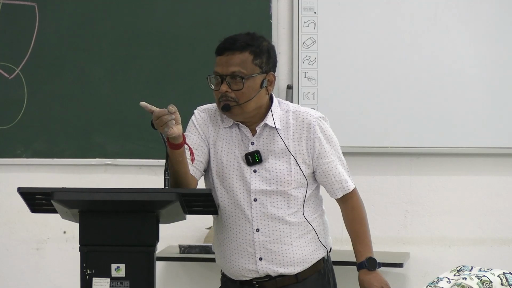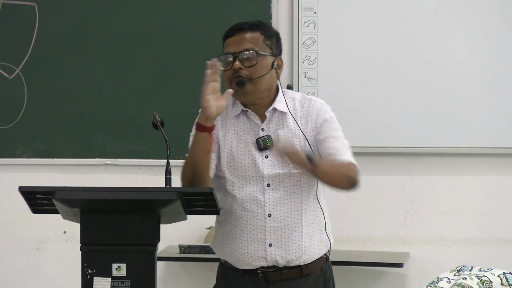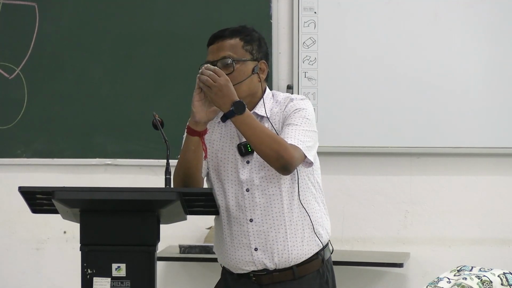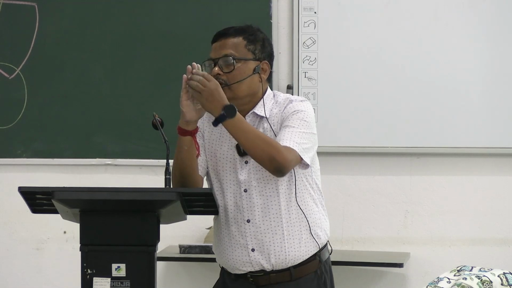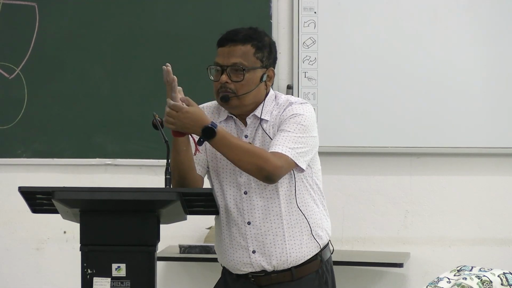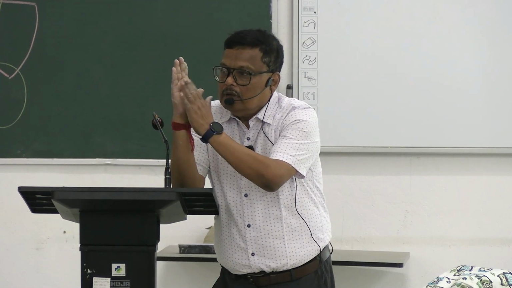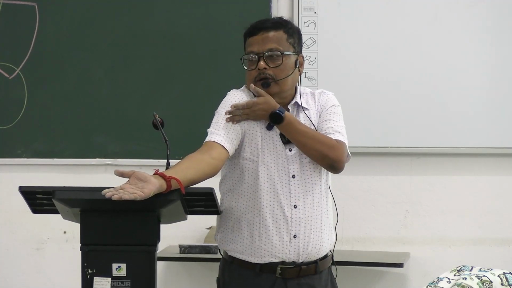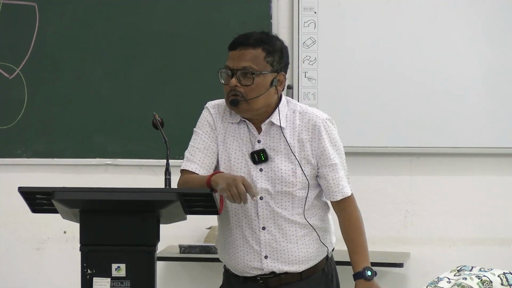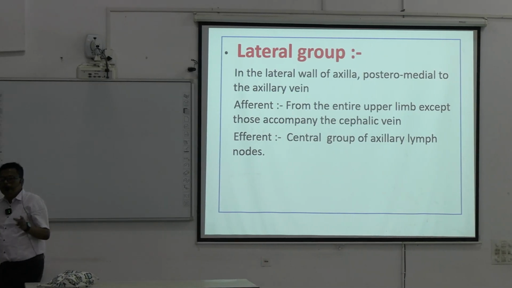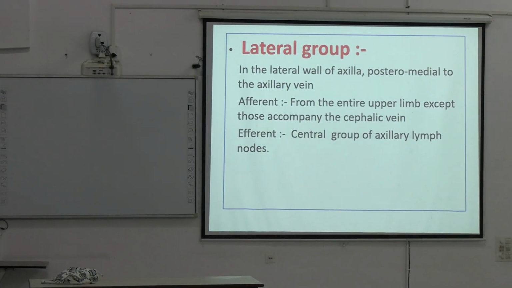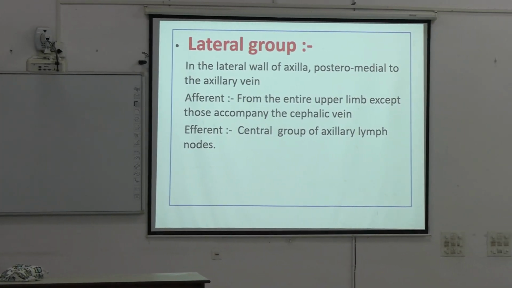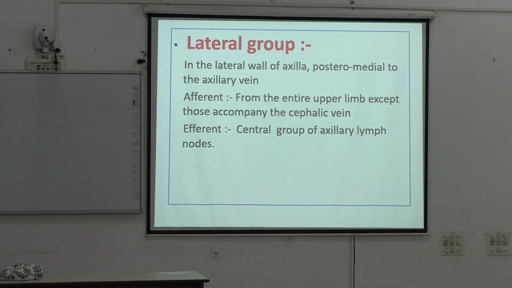Lateral? Medial. So which fingers will drain? Medial three fingers, medial side of the hand, medial side of the forearm, medial side of the arm. Where will they go? Which group? Basilic vein along the medial side of the arm and forearm will drain into the lateral group of lymph nodes.